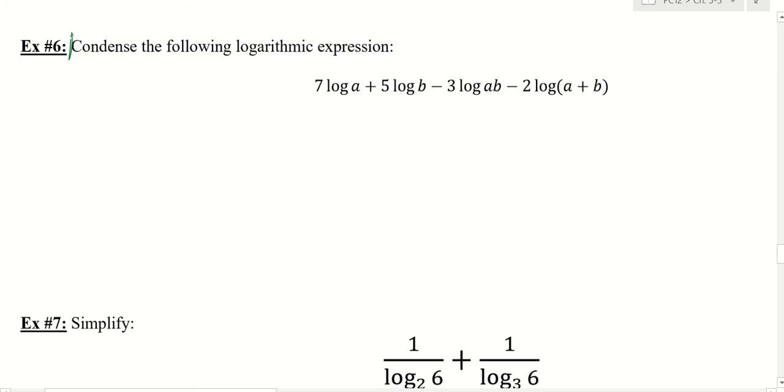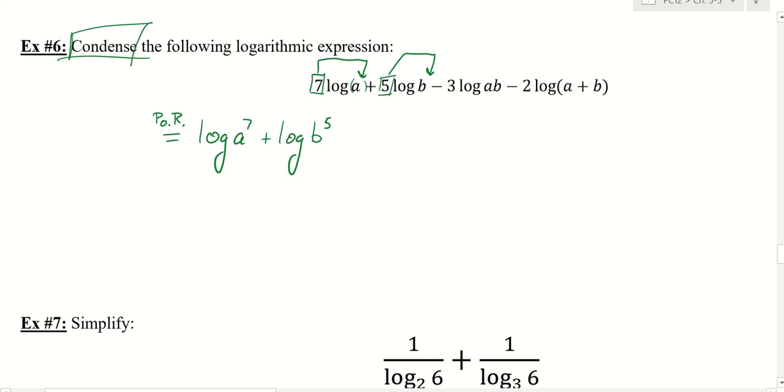Here in example 6, we're going to do the opposite. We're going to condense rather than expanding. So let's condense these. First I'm going to apply the power rule, but in reverse. I'm going to take the coefficient in front of this logarithm and move it onto the exponent of the input of the logarithm. So this will be log of a to the power 7. Going to do the same thing here. This will be log of b to the power 5.